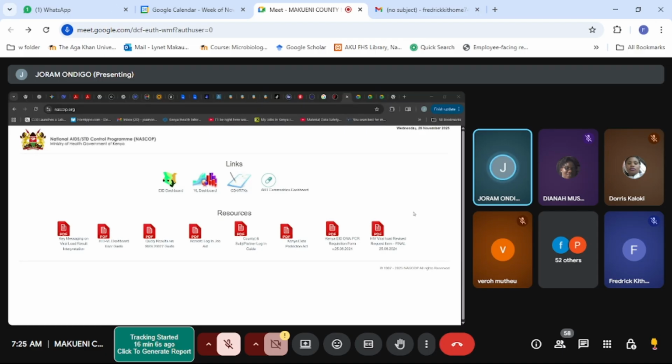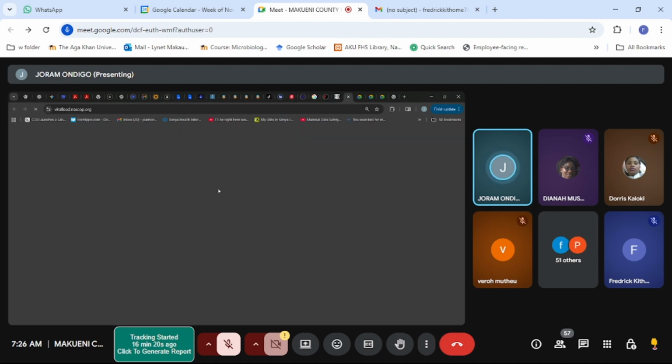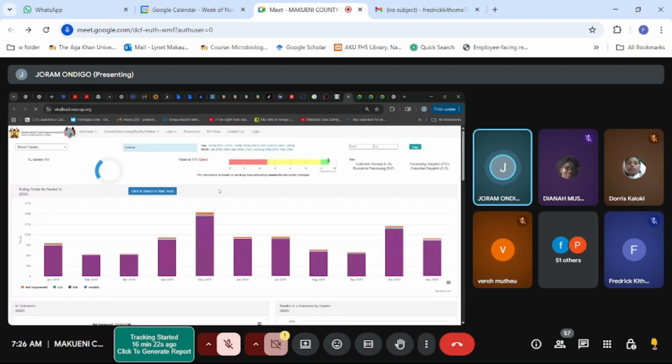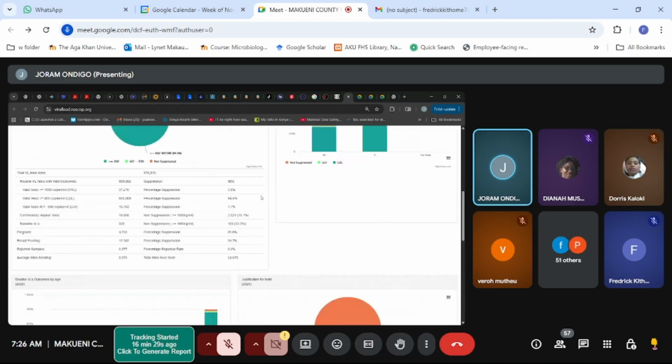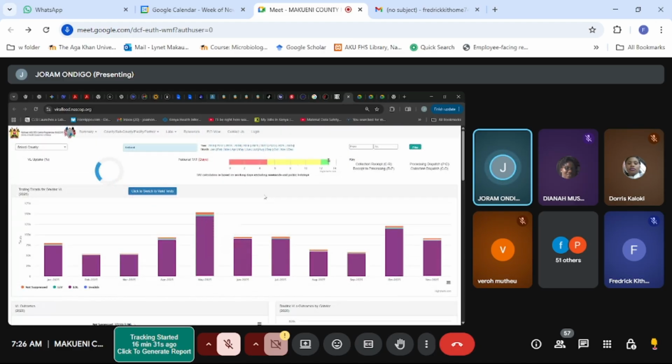Then after that, you can now come here and just click on EID dashboard or VL dashboard or CD4 or whatever. But today we just want to learn about viral load. So I'll go ahead and click on the VL dashboard. And this is what will appear. Once you click the VL dashboard, there's a lot of information that comes along. You see, this is what is there in the national dashboard. This is a national dashboard that everybody can access.